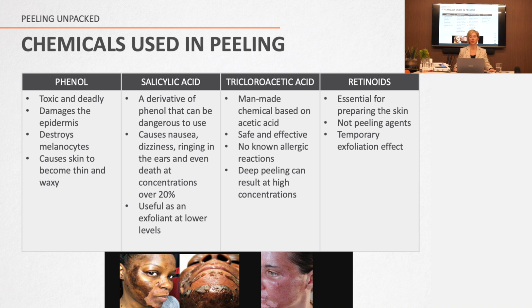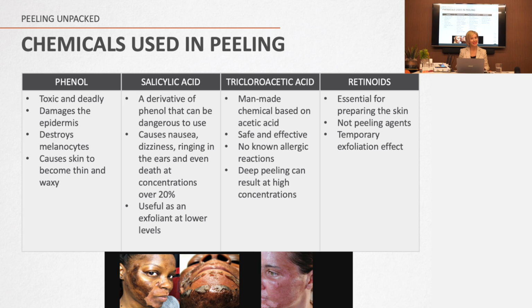So some of the chemicals used in peeling, the first one is phenols, which Environ does not use because they can be highly toxic. In very high percentages, phenols have been known to cause death. And what do they do to the skin? Well, they damage that epidermal layer, hence killing or discontinuing that protective barrier we need. And over time, the skin just becomes waxy and thin and very unhealthy.